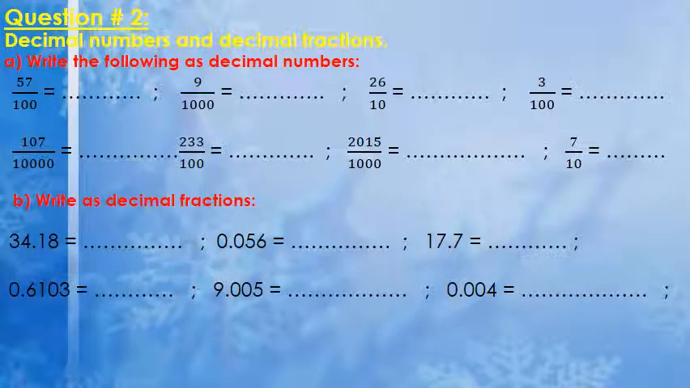Question number 2, we have now to talk about decimal numbers and decimal fractions. In part A, we are given decimal fractions. We should write them as decimal numbers. We have 57 over 100. Always we have here steps. What are the steps? First, we should write the numerator as it is. So we write 57. Now we should put our finger to the right of all the digits near 7.